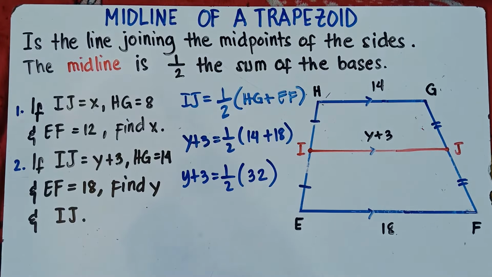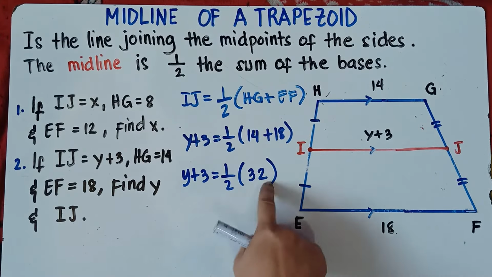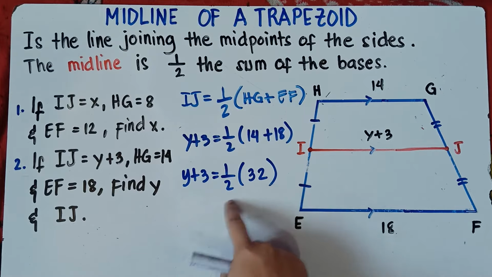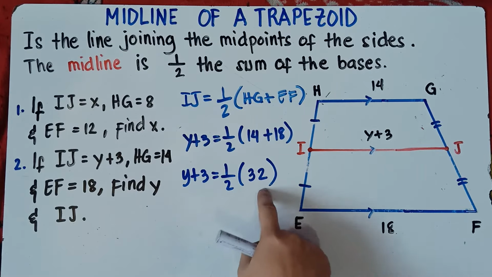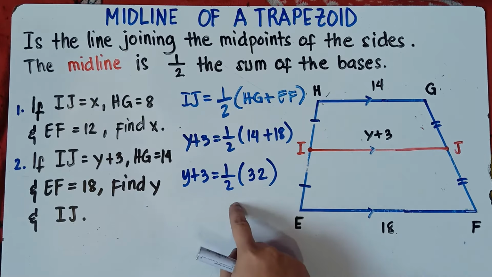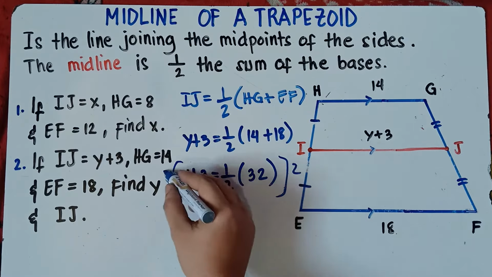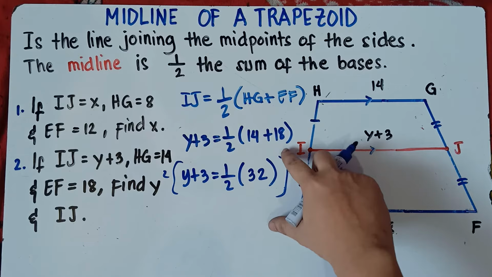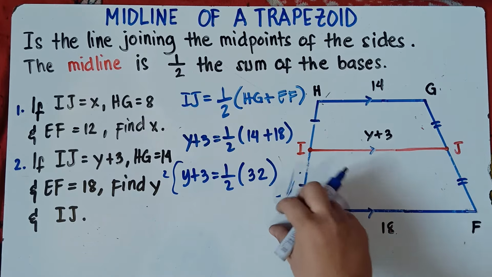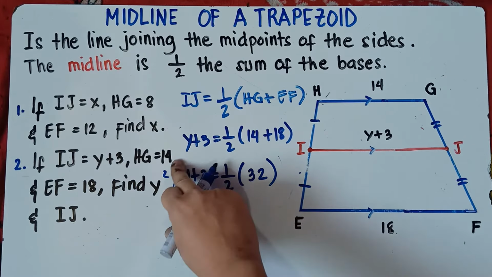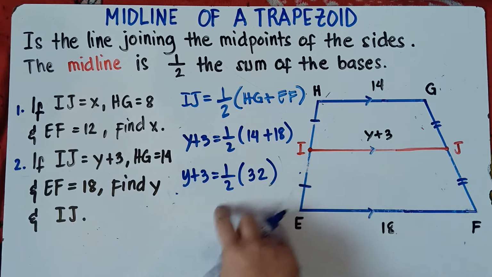Alright, so next thing, class. Can we divide 32 by 2? Because if we can divide, we can just simply divide this one, class. If we cannot divide, we can multiply both sides by 2 to cancel this 2. But since we can just simply divide 32 by 2, can we divide 32 by 2? Yep, we can divide 32 by 2.